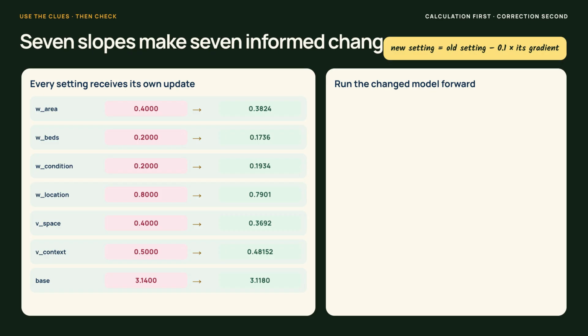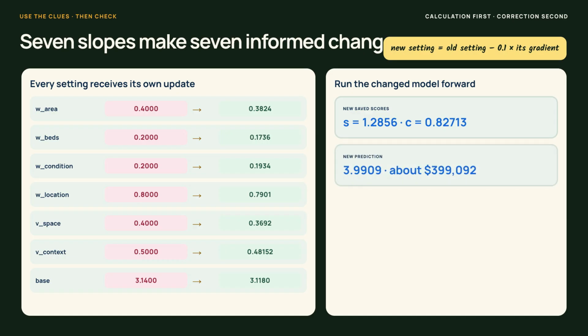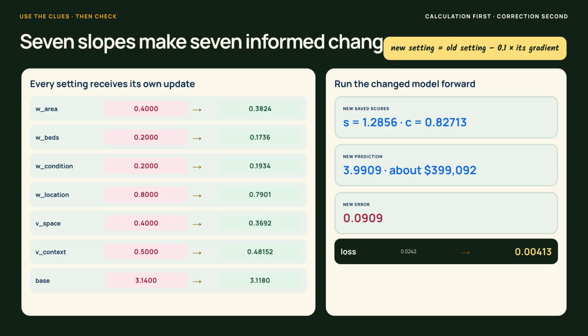Now run the model forward again. The new space score is 1.2856. The new context score is 0.82713. Using all 7 updated settings, the new prediction is about 3.9909, roughly $399,092. The error falls from 0.22 to about 0.0909. The loss falls from 0.0242 to about 0.00413.